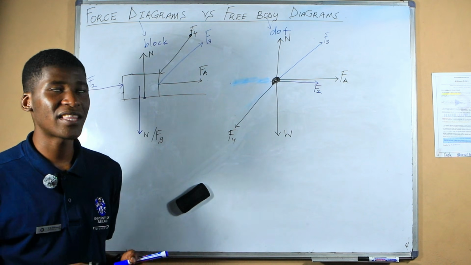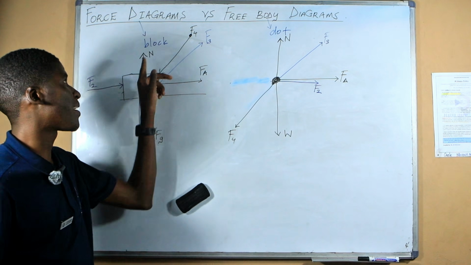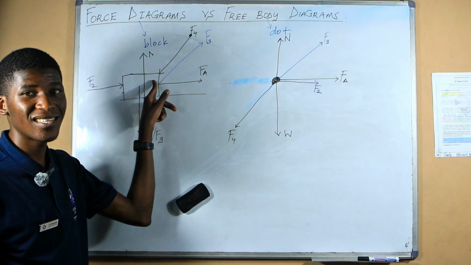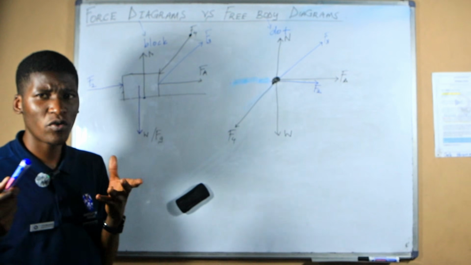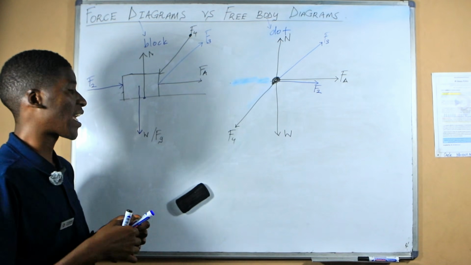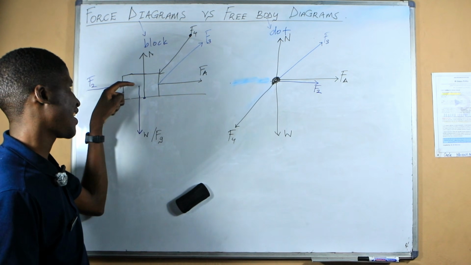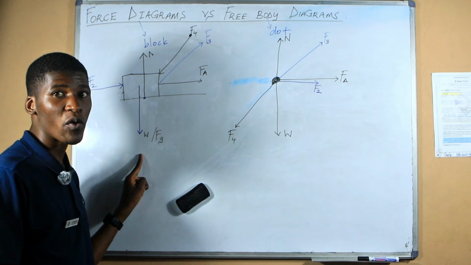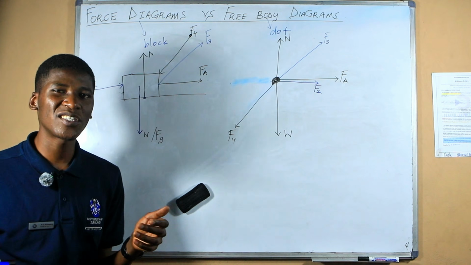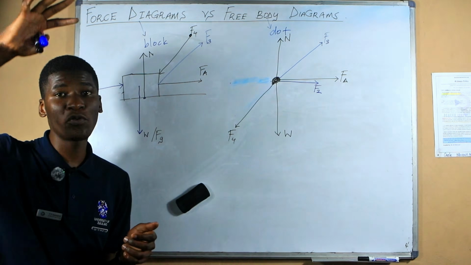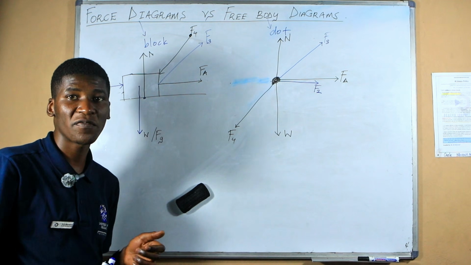Just to summarize everything, the force diagram uses a block to represent the objects. So it's simply a box to represent the objects. Whenever you want to describe gravitational force, it must start at the center of the block and go down, because gravitational force is always acting downwards.